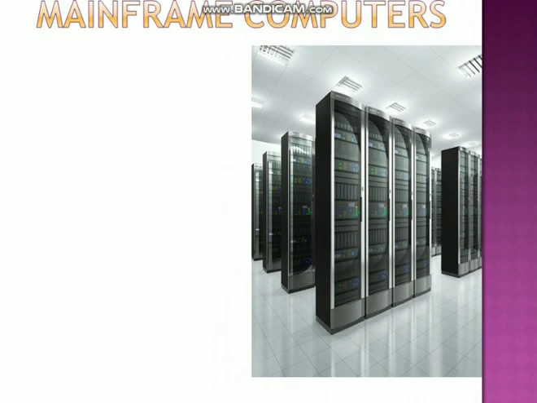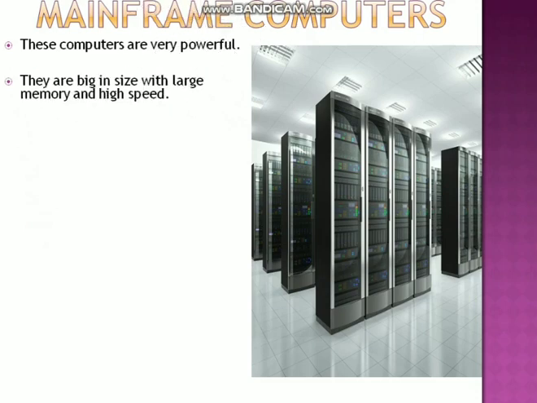So next we have mainframe computers. This is a picture of a mainframe computer. These computers are known to be very powerful because of their capability to process huge amounts of data. These computers are big in size. From the picture itself, it is clear that it is big in size and has large memory and high speed. The processing speed is very high in this type of computer.